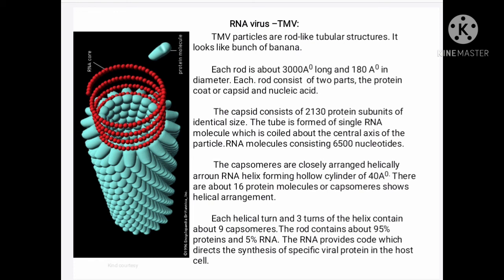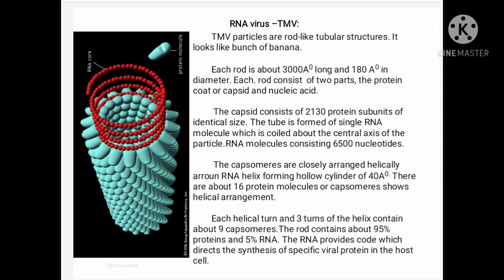The another virus is the RNA virus, or we can say the tobacco mosaic virus. The TMV particles are rod-like tubular structures. It looks like a bunch of bananas. Each rod is about 3000 angstrom units long and 180 angstrom units in diameter.